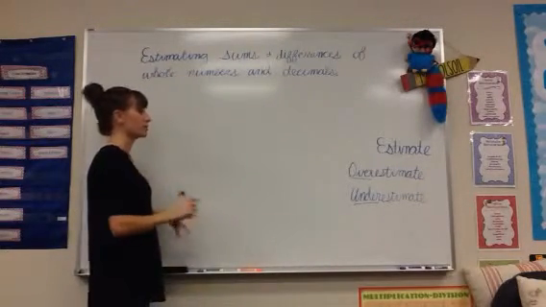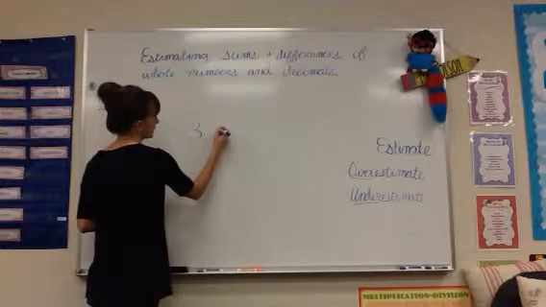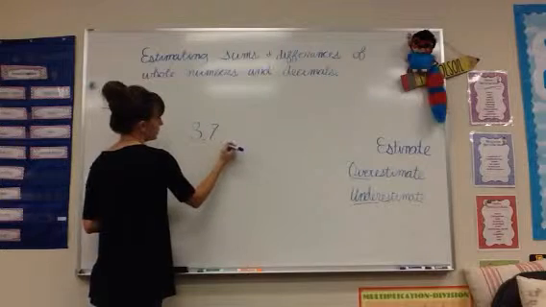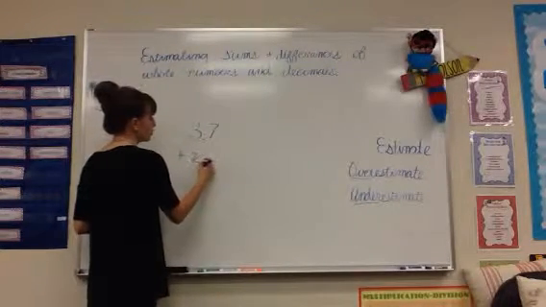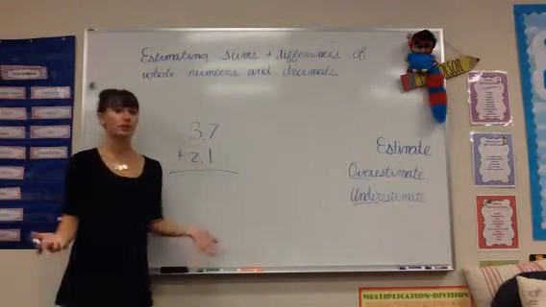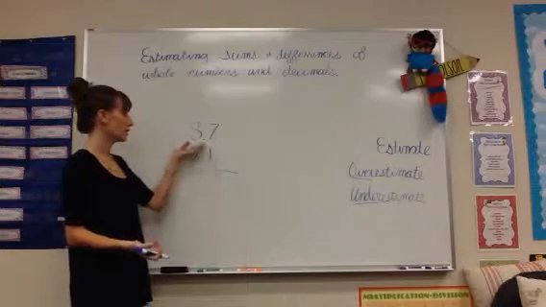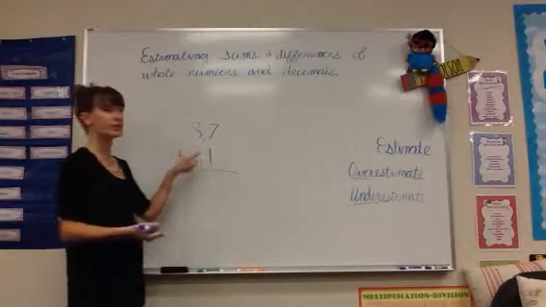Decimals. So 3.7, and we'll add first 2.1. I want to round this to the nearest whole number because that's really all I can do. The nearest whole number is the ones place.